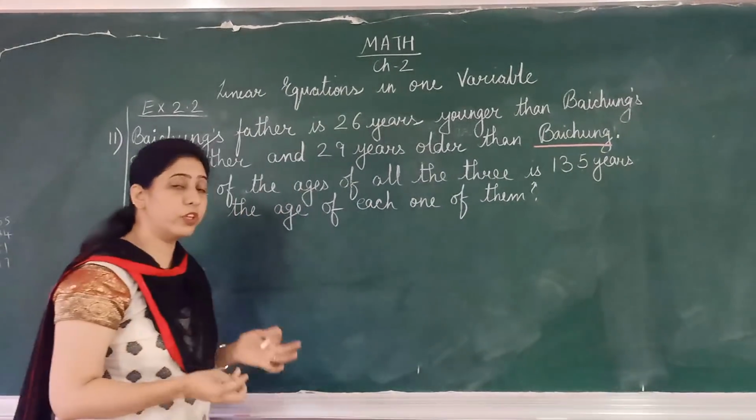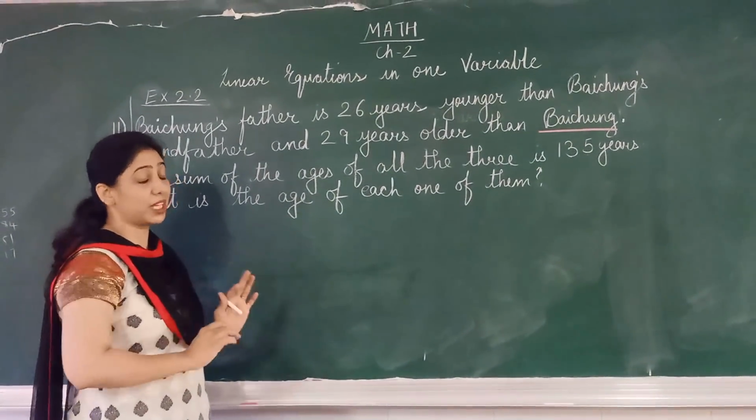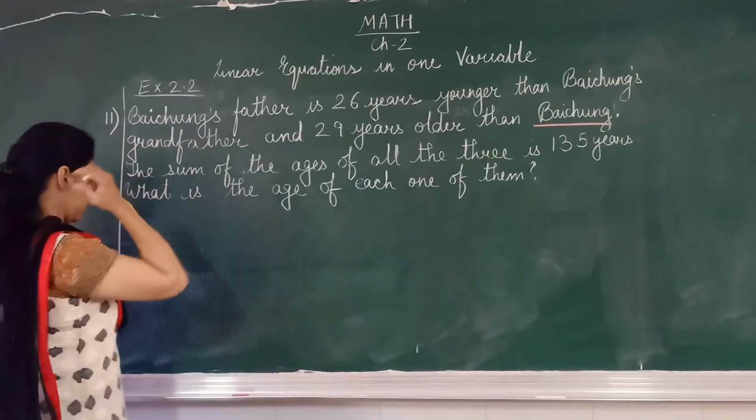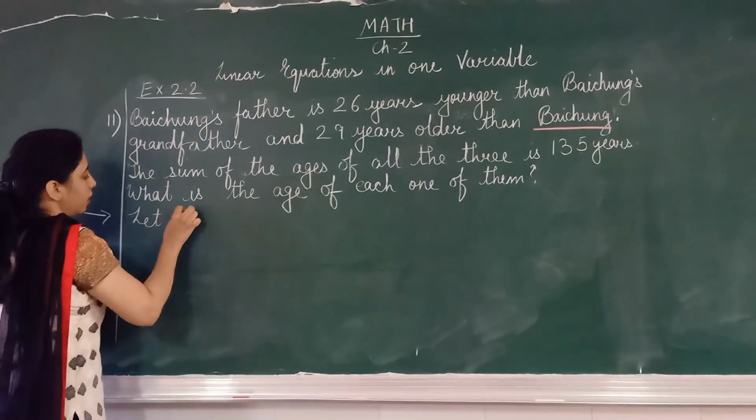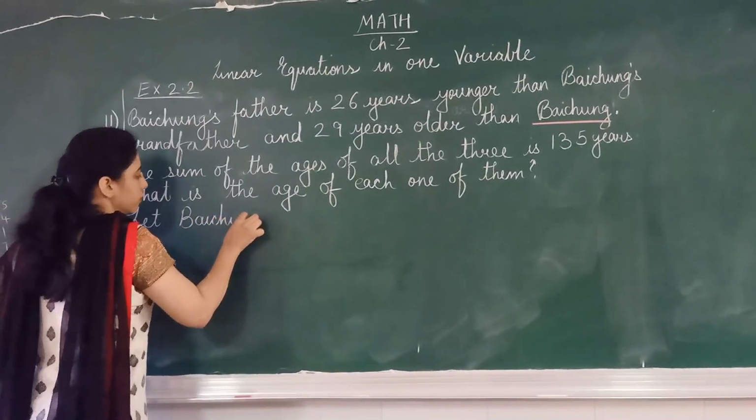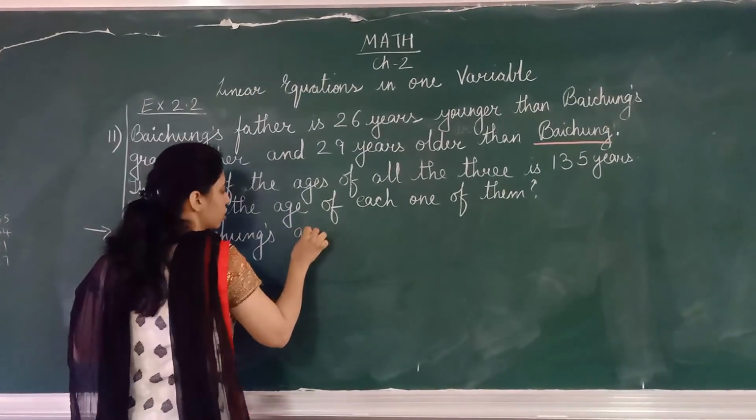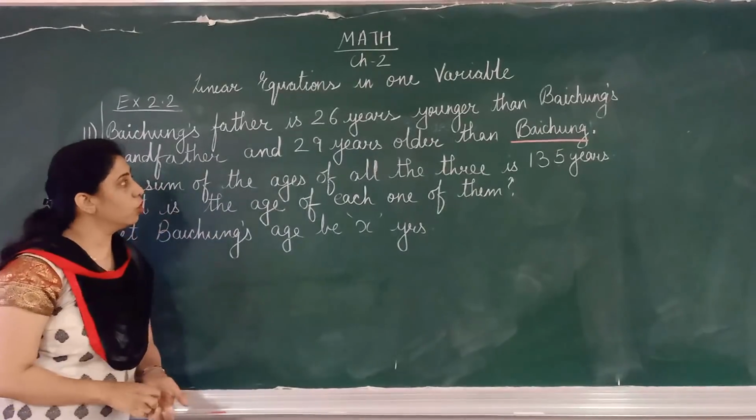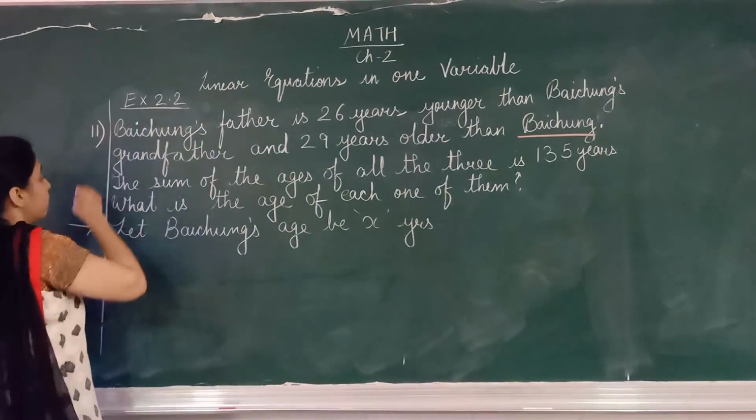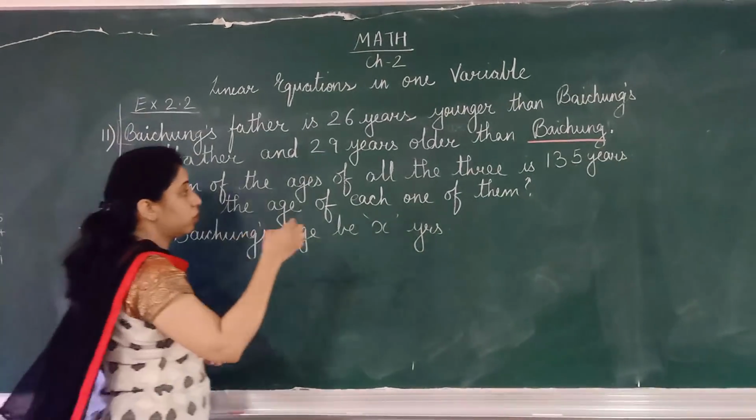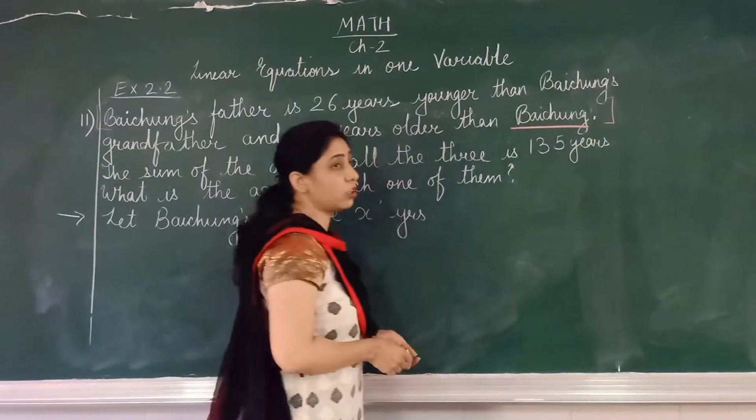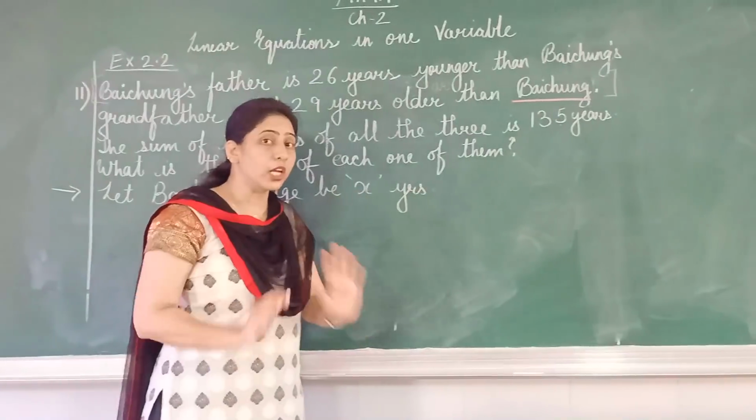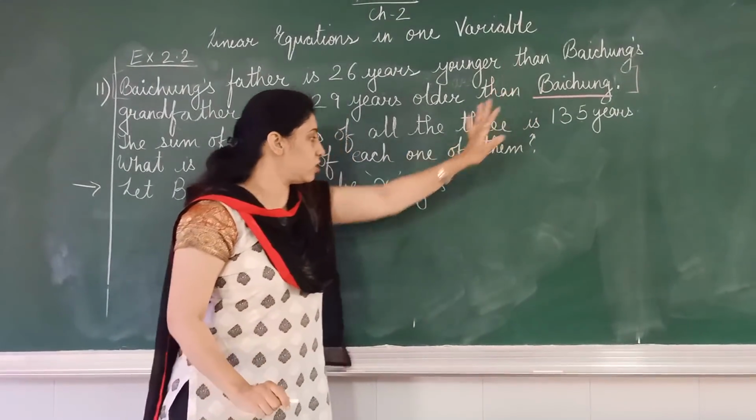So what are we going to do first? You have to consider something as x. So what are you going to consider as x? Let Baichan's age be x years. Now here the first part is very important. From here you are going to frame an expression, not an equation. I am talking about an expression. So we will go step by step now. Baichan's age is not given at all, so we are going to consider Baichan's age as x years.